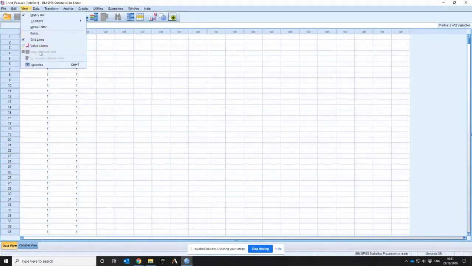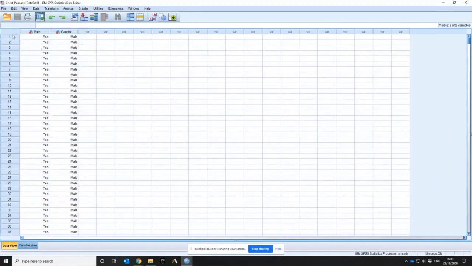If I go to view and value labels, it goes yes or no, and male and female. So this is just to show you the file, but there's just gender and there's yes and no. Now I want to analyze this. So if I've got data like that, what can I do to analyze it?